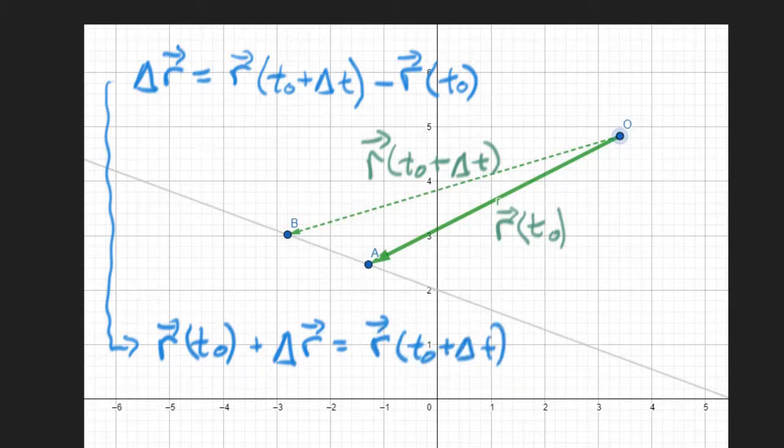Yeah, so let's think about this. Here's r at the current time. I want to add something to it to give me r at the future time. The thing I add to r at the current time to get to r at the future time is a vector that looks like this. This is the delta r. It's the change in the position vector over that time interval delta t.